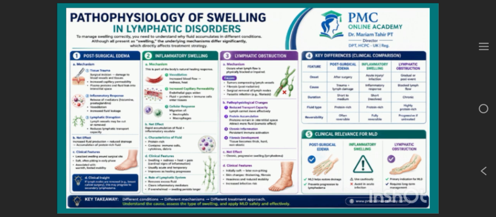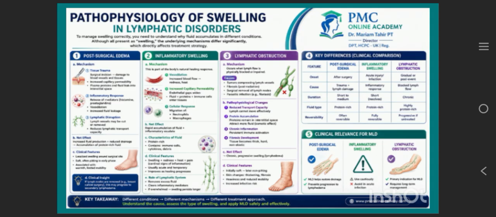The second point in the mechanism is the inflammatory response: release of mediators like histamine and prostaglandins, which cause vasodilation and increased fluid leakage. The third is lymphatic disruption. So how does lymphatic disruption occur? Lymphatic vessels may be cut or removed, like in lymph node dissection, which reduces lymphatic transport capacity.